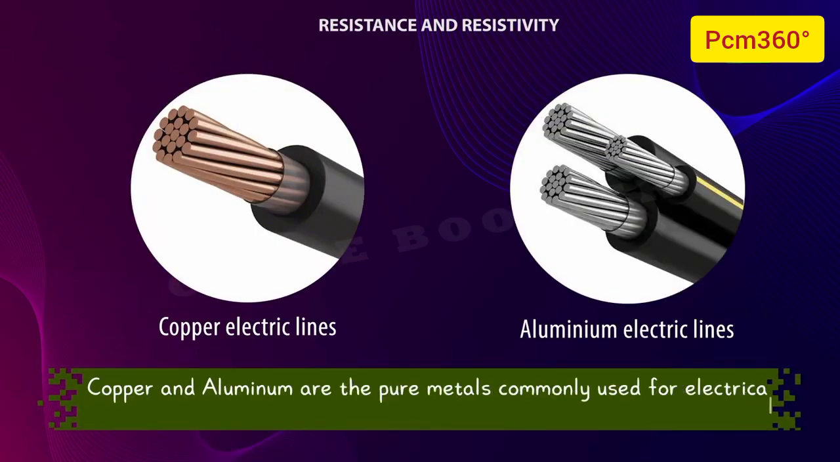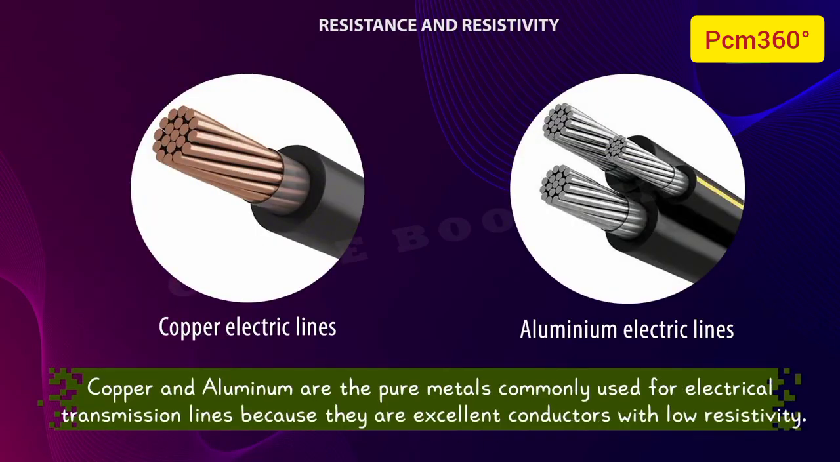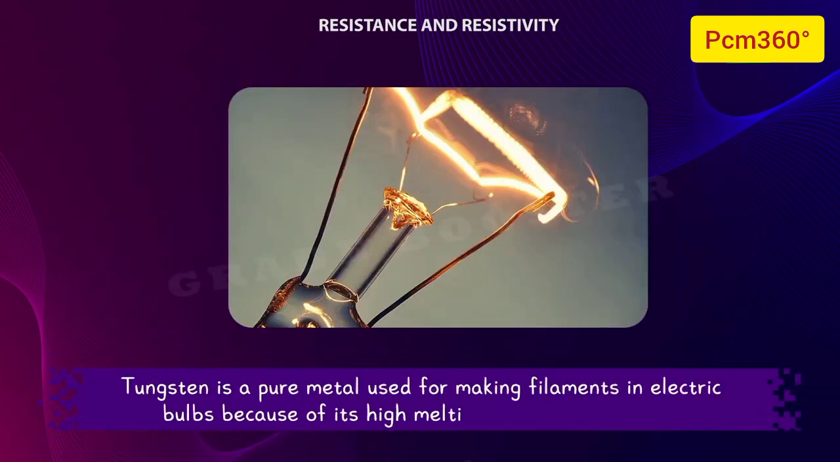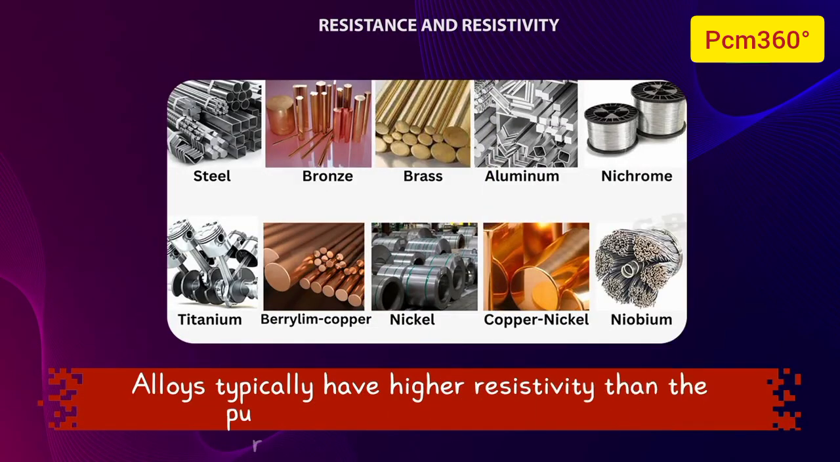Copper and aluminum are the pure metals commonly used for electrical transmission lines because they are excellent conductors with low resistivity. Tungsten is a pure metal used for making filaments in electric bulbs because of its high melting point and durability. Alloys generally have higher resistivity than the pure metals they are made from.